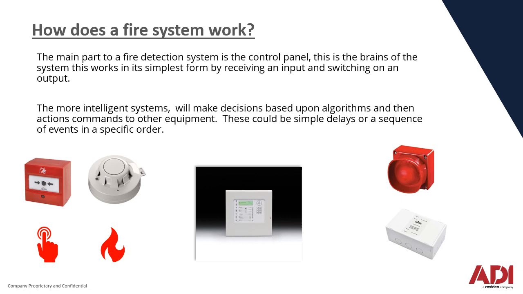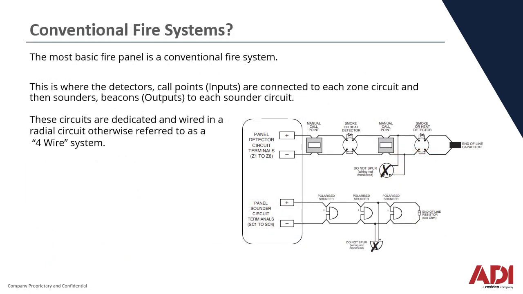These could be simple delays or a sequence of events in a specific order, such as cause and effects, delays, phased evacuation, etc. So starting with a conventional system, this is the most basic fire system. This is where the detectors, call points, inputs, are connected to each zone circuit, and then sounders, beacons, outputs, to each sounder circuit. These circuits are dedicated and wired in a radial circuit, otherwise referred to as a four-wire system.